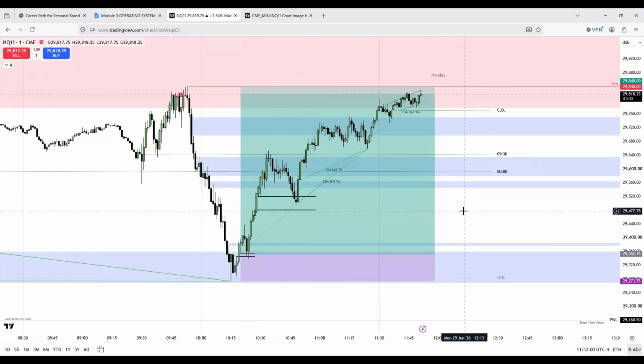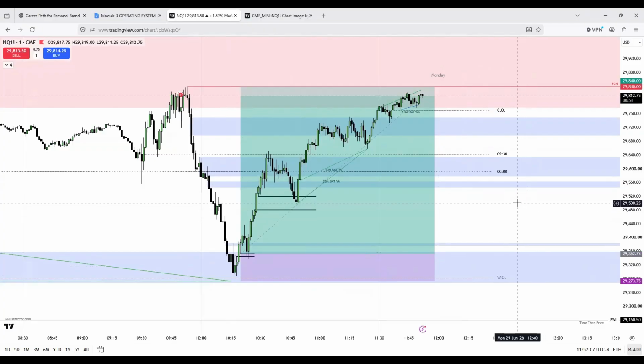All right, so pretty simple trade there, guys. Following that three-step process, my trading model. All right, and then taking that into the previous cycle high, previous 90-minute high.